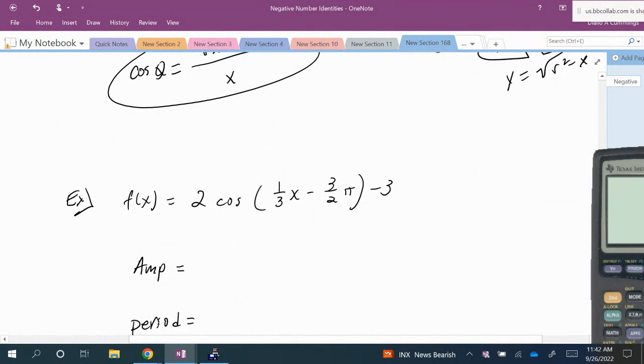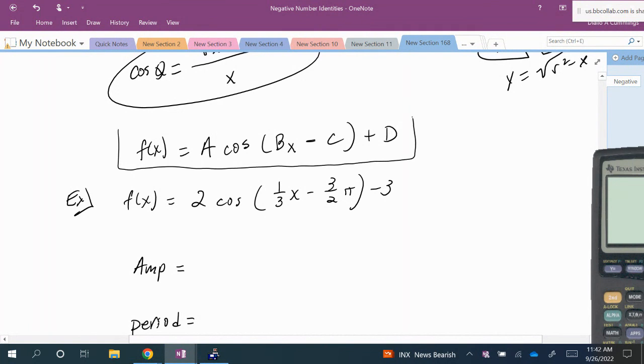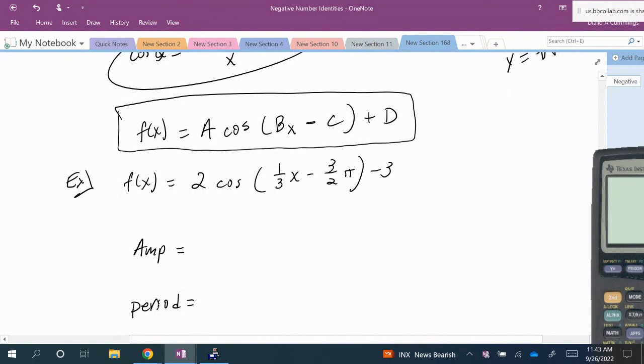And I'm just going to write above this. So the form of our trig equation would be f of x is equal to a, in this case, times the cosine of b times (x minus c), and then plus d. All right, so this is the form of our equation, and the amplitude is equal to the absolute value of a. So a is going to be 2.